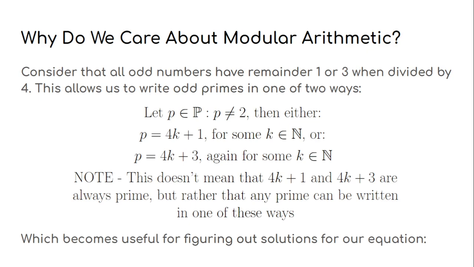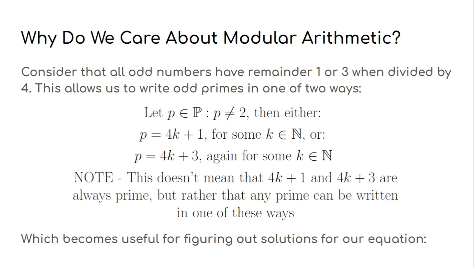As such, we can write any odd prime in the form 4k plus 1, or in the form 4k plus 3, where k is just some natural number, or 0 in the case of the prime 3. Now remember this, because this will be very, very useful.